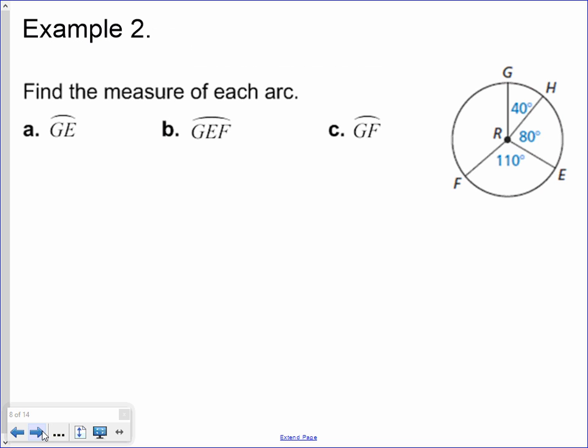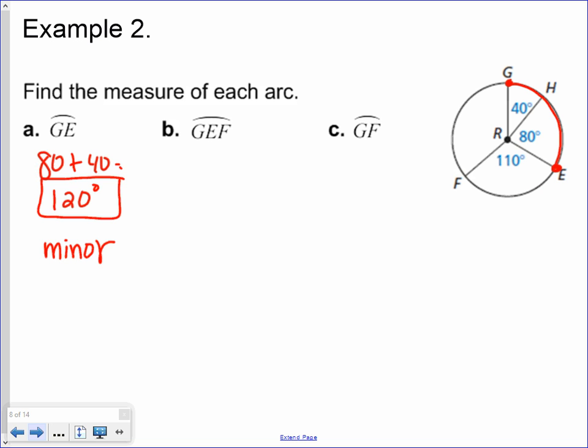So looking at these examples here, arc GE, do not blurt out loud. GE, since it only has 2 letters, I know that it has to be the little arc instead of the big arc. G to E, who can raise their hand and tell me how big that arc would be? Avery? 120, because 80 plus 40 is 120 degrees. And then Avery, would that be a minor arc or a major arc or a semicircle? Minor. It's less than 180 degrees. Good.